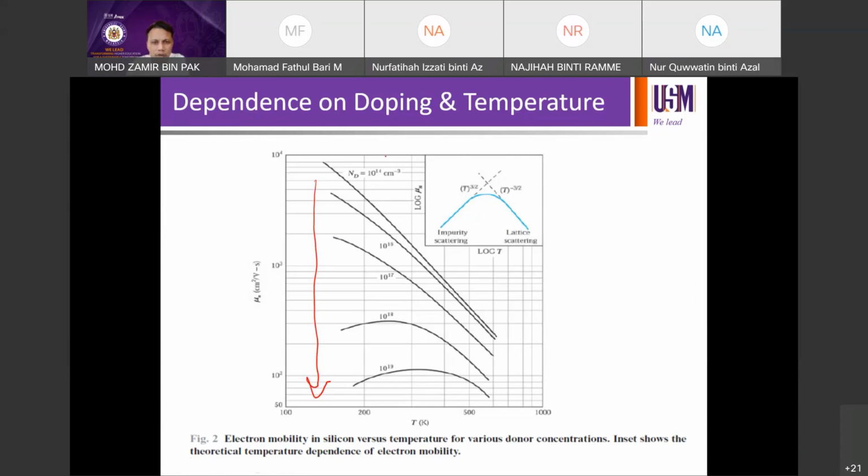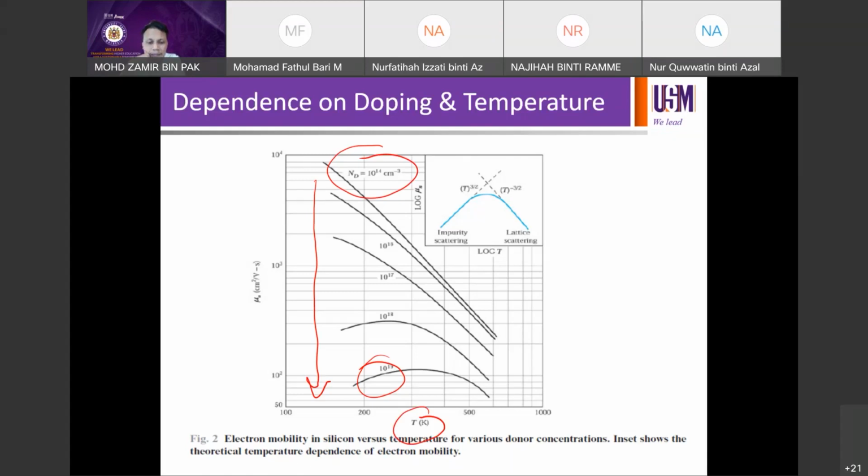10 to the 14 for the top one, up to 10 to the 19 for the bottom one, right? And the rest is just in between, going 15, 16, 17, 18, okay? And you can see this is plotted against temperature to begin with, right?